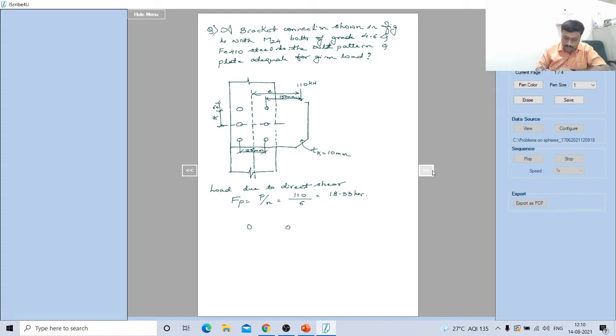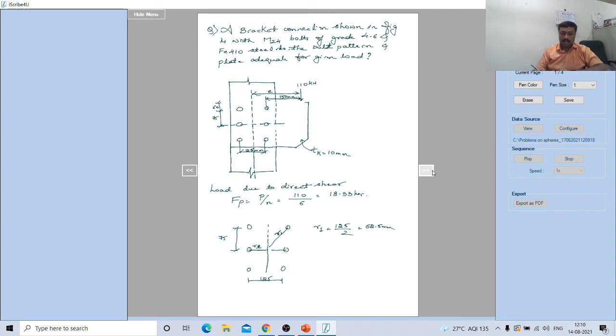Now find out the radius. 1, 2, 3, 4, 5, 6 bolts are there. So this will be your R, and this will be your R1. So R1 is equal to 125 divided by 2, because the distance is already given as 125 here. So it is 62.5 mm, and we know that this pitch distance is given as 75. Using the Pythagoras theorem, I can calculate the value of R. R is equal to the square root of 75 square plus 62.5 square. So R will be 97.63 mm.